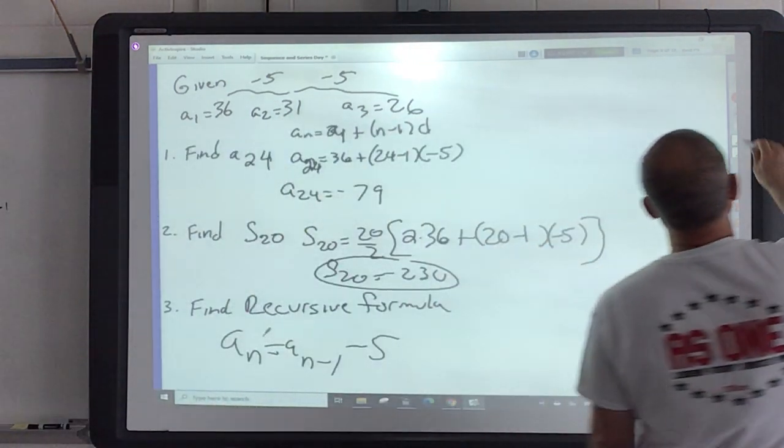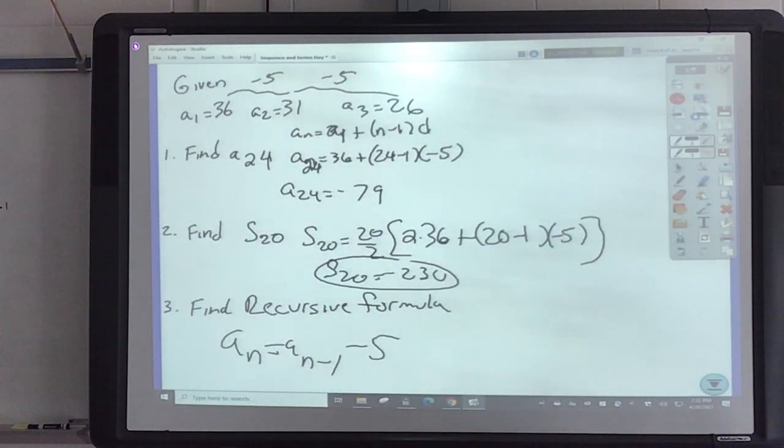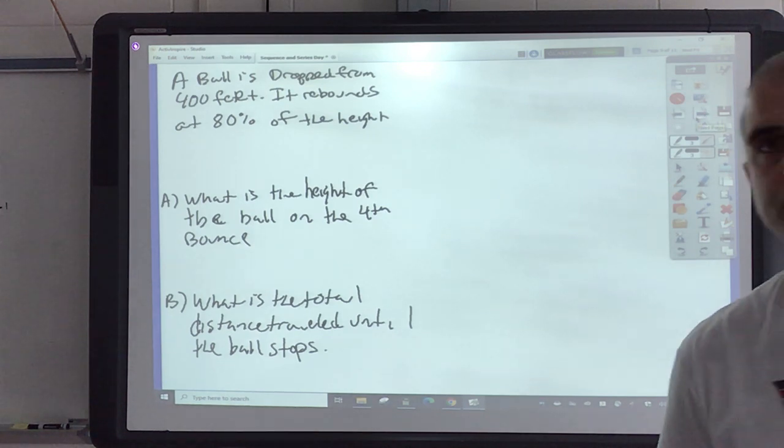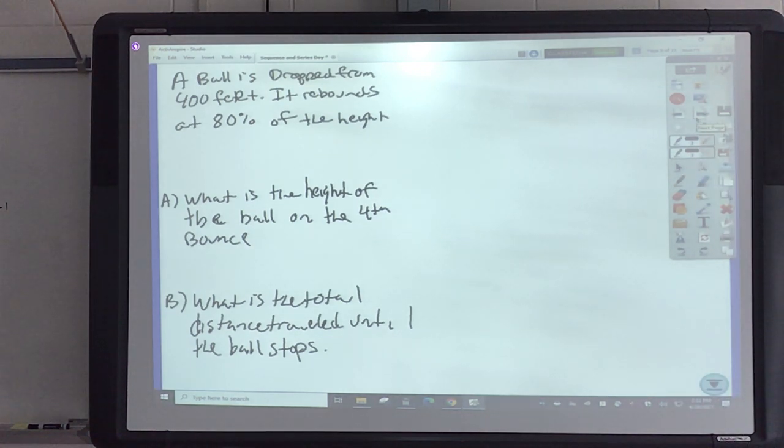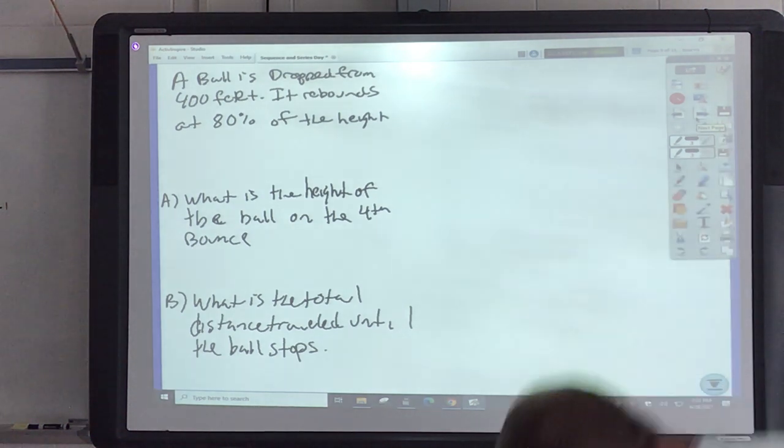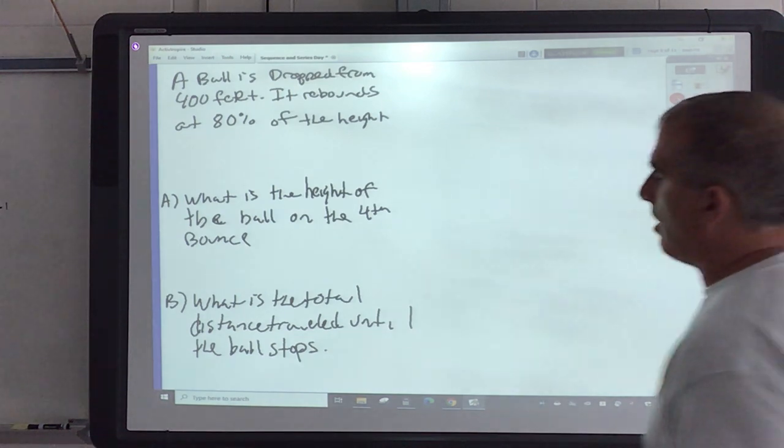All right, moving on to the last type of word problem for the sequence and series parts of this unit. It says a ball is dropped from 400 feet. It rebounds at 80% of the height. What is the height of the ball on the 4th bounce? So, this is a little bit confusing. You need to draw this out.